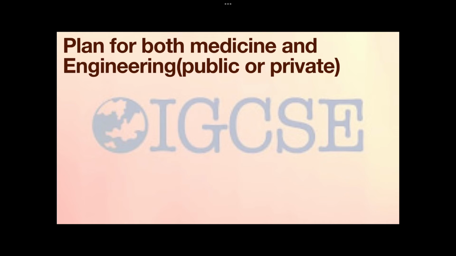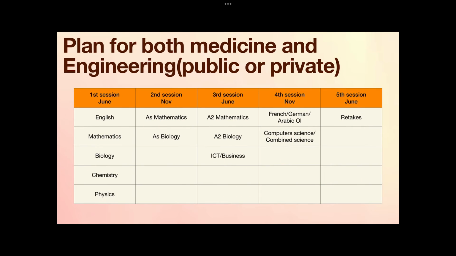This plan suits the students that didn't make up their minds yet about the major that they want to study. So it goes for both medicine and engineering. In the first June session, the student can take English, math, biology, chemistry, and physics. In the next session, or the second session, November, they can start the 2: AS Math and AS Bio.